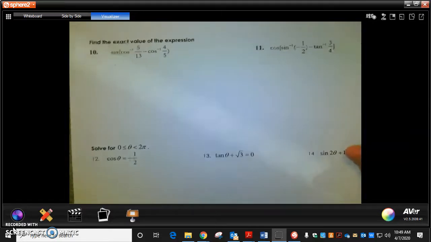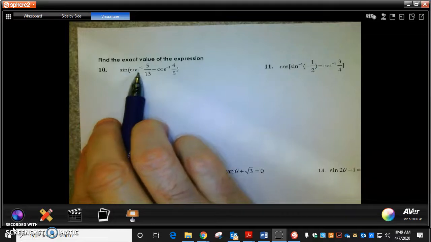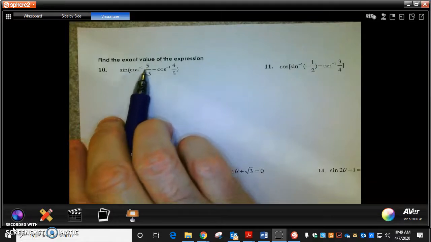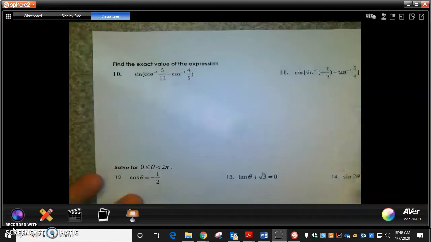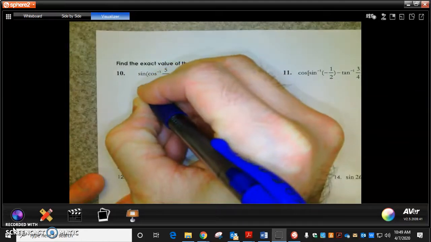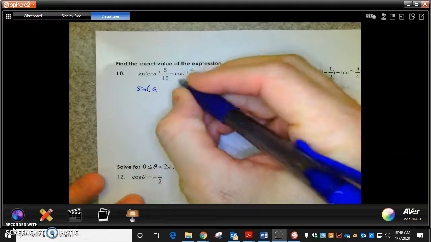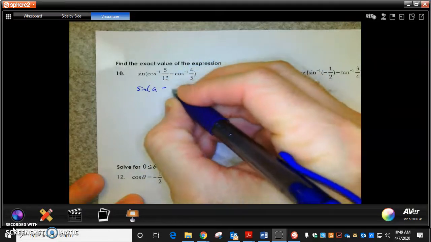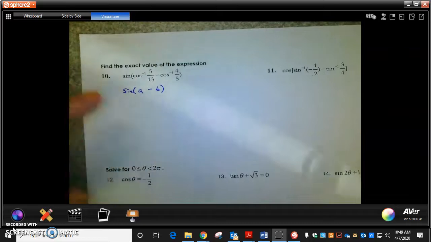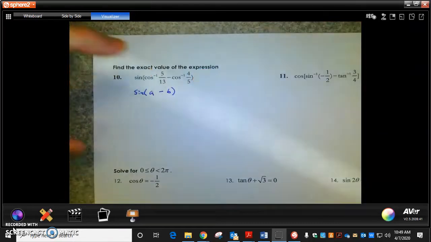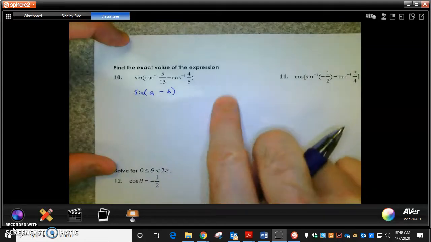Second page, number 10. Find the sine of the angle that has the cosine value of 5/13 minus the angle that has a cosine value of 4/5. So again, they want to know the sine of some angle A minus some other angle, we'll call that B. So that's the formula I'm going to use. And I'm going to use this information to draw two triangles.